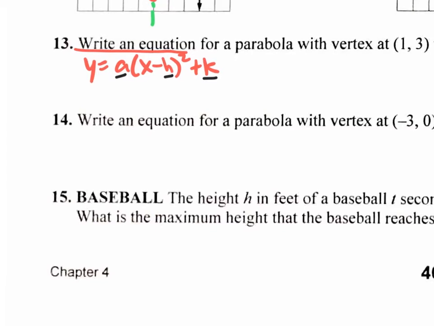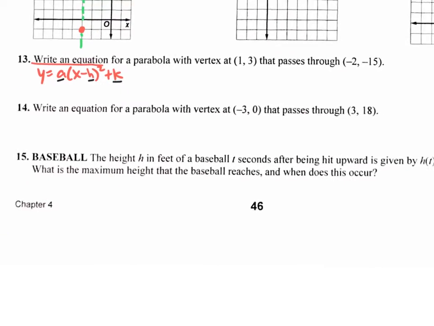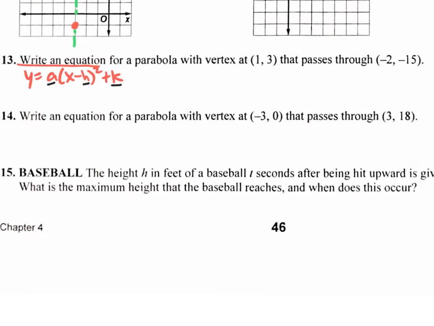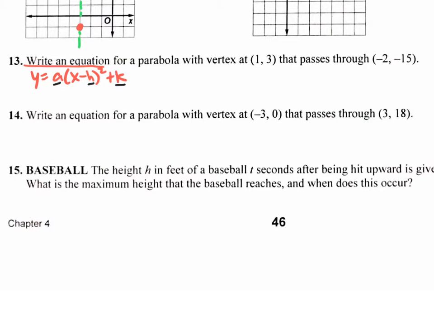The question is, do they give us A? No, nowhere does it say that the A value is this. Nowhere do they give you an equation where you could actually look at the A value, the number in front of the X squared. It's not there. So we're kind of stuck, right? And in math, the beauty of math is you could take what they give you to find out what you don't know. Okay, so what are they giving us here?